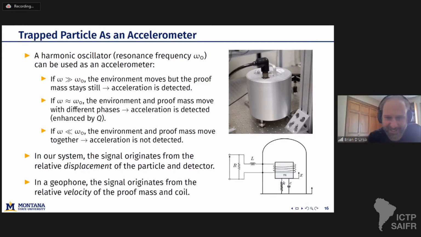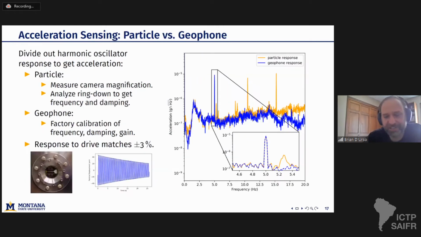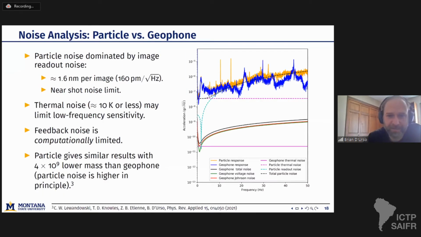Okay, sorry, I'm slow. So we're also looking at using these trapped particles as an accelerometer. I'm going to jump ahead a little bit and just show that we've actually done quite well matching the performance of a commercial accelerometer, looking at the motion of these particles in the trap. The motion is absolutely calibrated to within 3% relative to a commercial accelerometer. So we've published that recently.